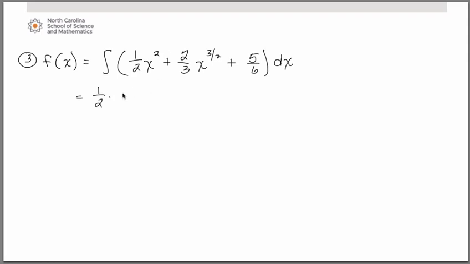Adding 1 to the exponent and then dividing by it, we get x cubed over 3. Plus, now our 2/3 stays. When we add 1 to our exponent here in the middle, we get 5 halves, but then we have to multiply by the reciprocal, 2/5, plus, last term antiderivative is just 5/6 x. And now we have a new c to find. Let me simplify this a little bit.